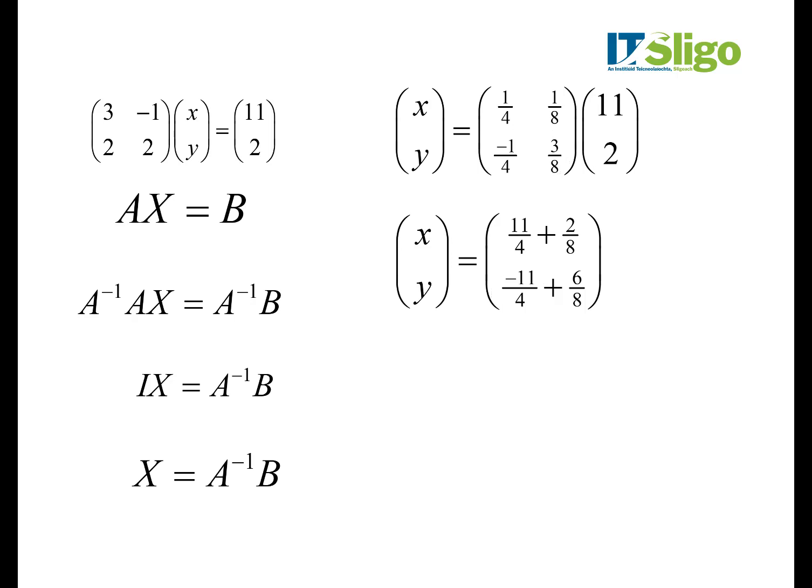And now here guys, this is why I was saying it's good to keep the matrix with all the same denominators, because now I'm going to have to get a common denominator, multiplying above and below by 2. So this will be 22 over 8, and this will be minus 22 over 8. So we've got 22 plus 2 over 8, minus 22 plus 6 over 8.